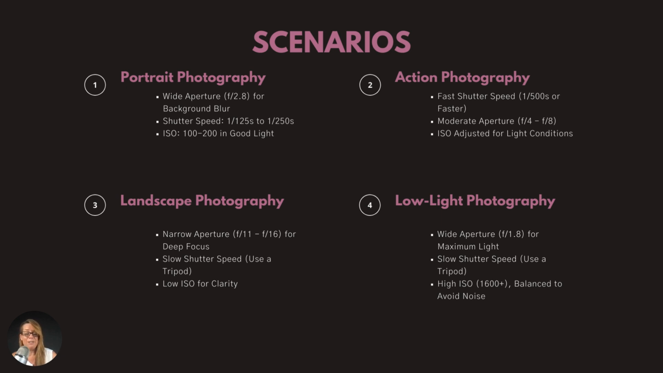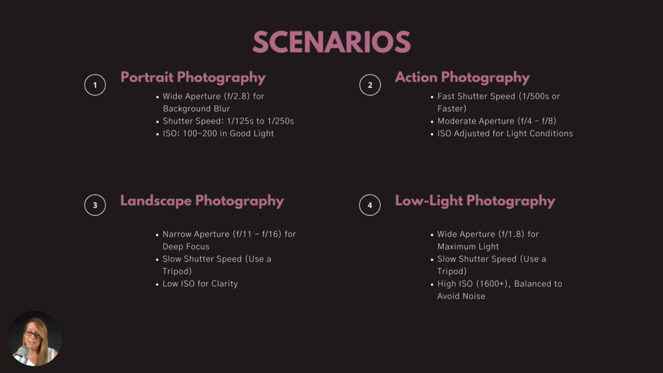Thirdly, let's look at if we're doing landscape photography. You're going to want a narrow aperture like f11 or f16 to ensure that both your foreground and your background are in sharp focus. Now, if you're using a slow shutter speed to capture more light, make sure you're going to use a tripod in these situations so you don't get any camera shake. Keep your ISO as low as possible to maintain your image clarity.